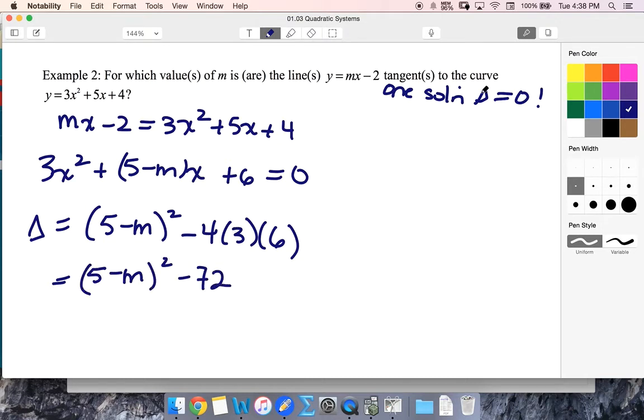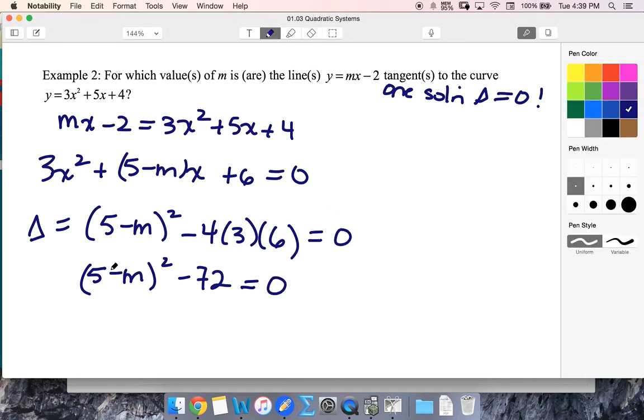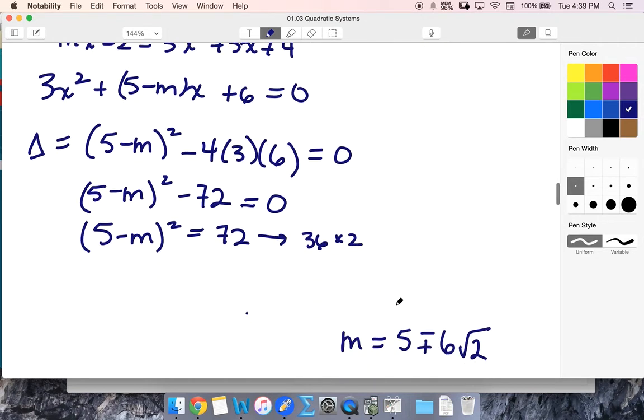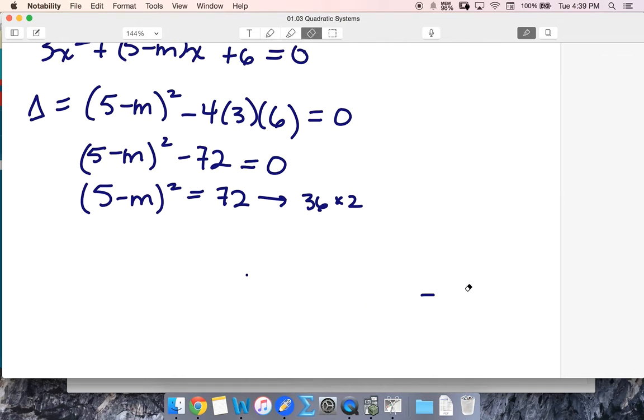And now I've set up here, I want my discriminant to be equal to 0. So I'm going to make this equal to 0. I'm going to get rid of these extra equal signs. So now I'm going to solve this by the square rooting method. I'm going to move my 72 over. Square root both sides. I would like to point out that 72 is the same as 36 times 2. So now when I square root both sides, I've already got my solution there.